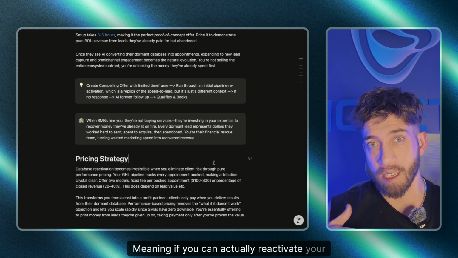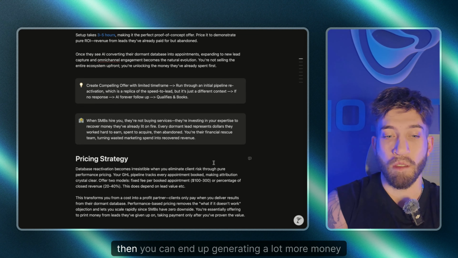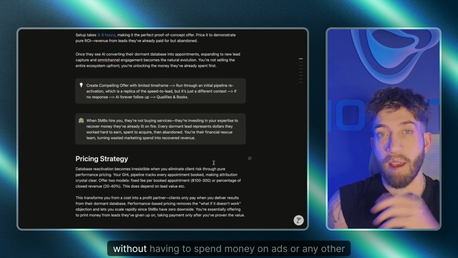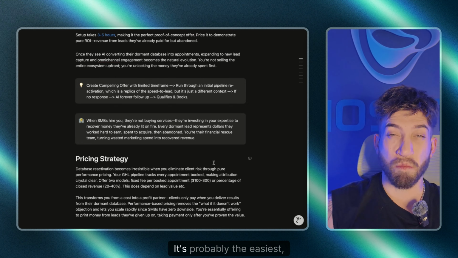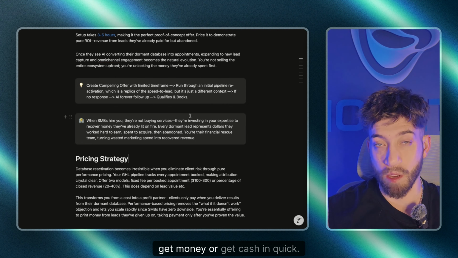Meaning, if you can reactivate your acquisition bucket, when the leads come in, then you can end up generating a lot more money without having to spend money on ads or anything else. It's probably the easiest, lowest hanging fruit for a business to get cash in quick.